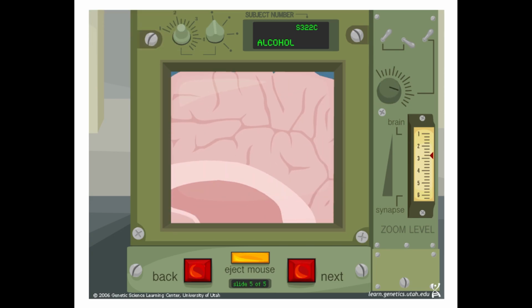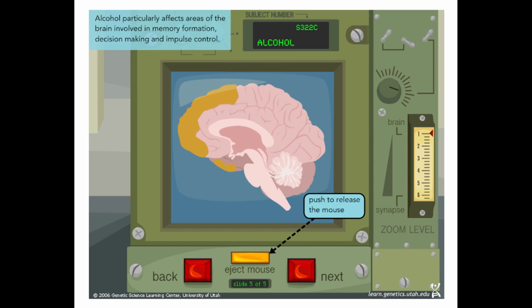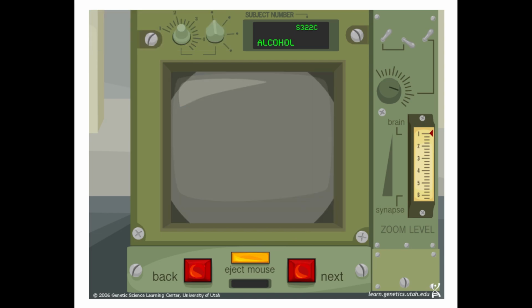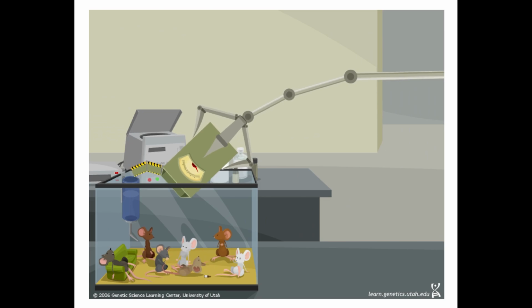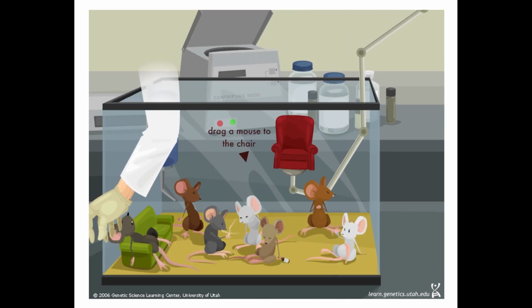And again, we can look and see where this tends to affect parts of the brain. We see this primarily in the frontal lobe, some of those decision-making, impulse control areas of the brain. All right, we'll eject him, put him back in with his friends, and we'll switch back over to our slides here.